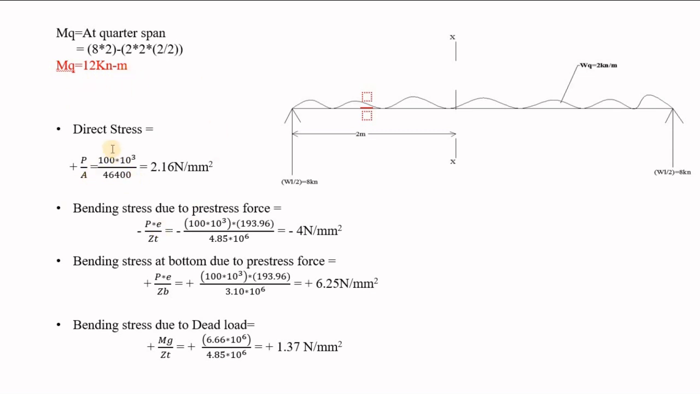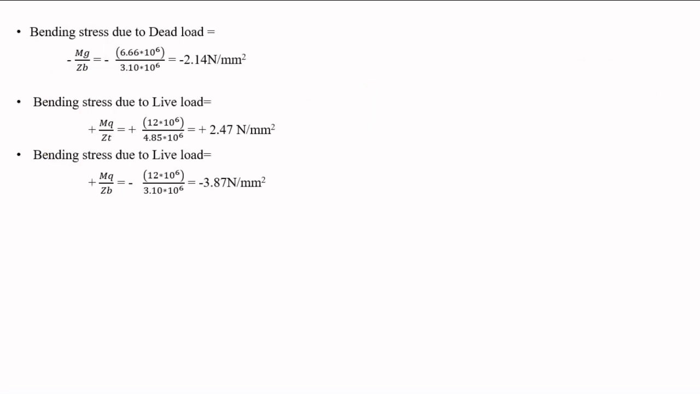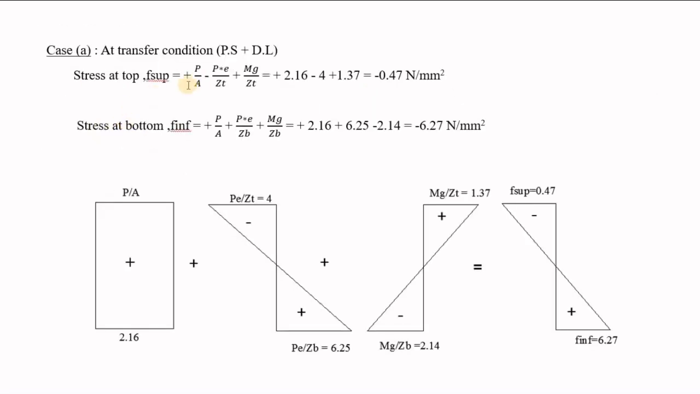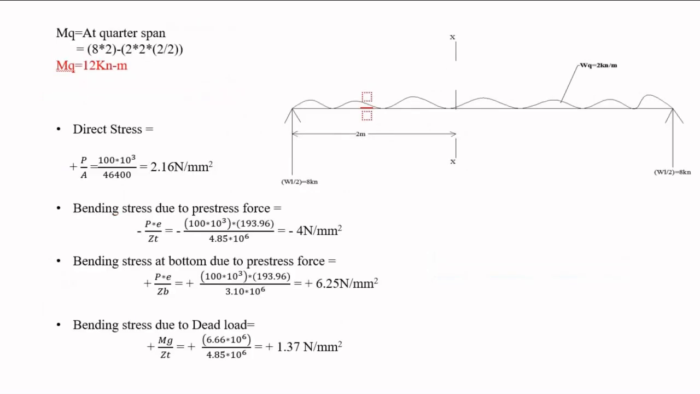The next calculation is pre-stress. I have already given these formulas. We can write the direct formulas like this: F superior equal to this much, F inferior equal to this much. But for your understanding, I have written it separately. Direct stress will always be positive. So plus P by A will give you 2.16 Newton per mm square.